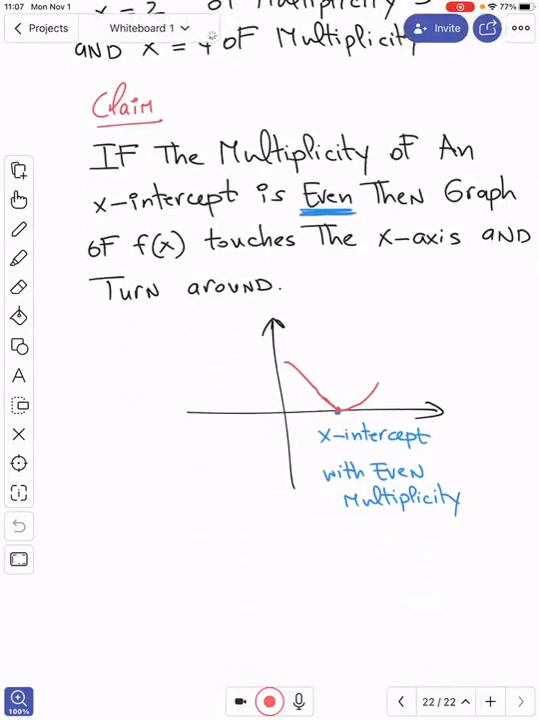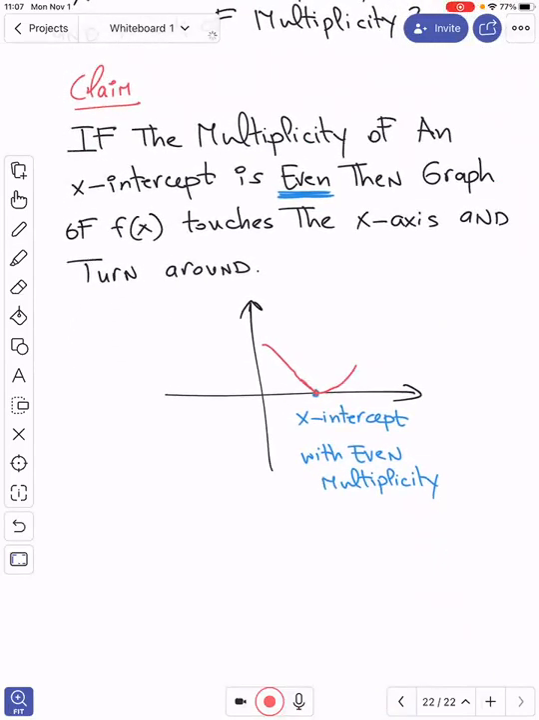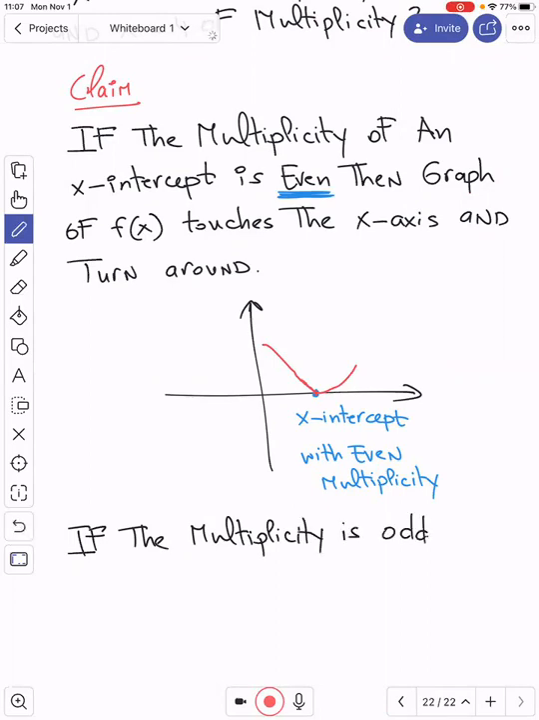All right. So now if the multiplicity is odd, the graph actually is going to cross the x-axis. So if the multiplicity of the x-intercept is odd, then the graph of f crosses the x-axis. So I'm going to cross the x-axis.